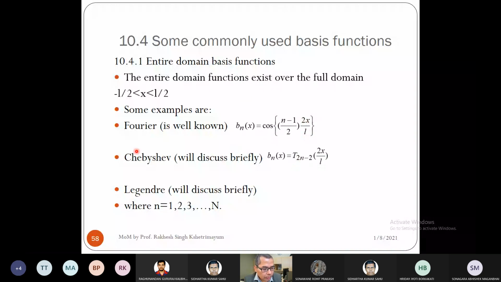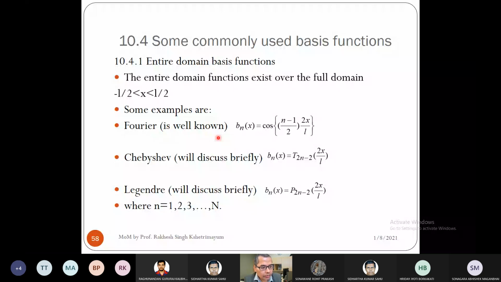You can also have a Chebyshev basis function. We'll discuss these Chebyshev polynomials. Legendre polynomials also you can have as a basis function. Depending on the problem you are analyzing, you have to choose a particular suitable entire-domain basis function. So these are some of the typical basis functions you can think of. So let's look at the Chebyshev function.